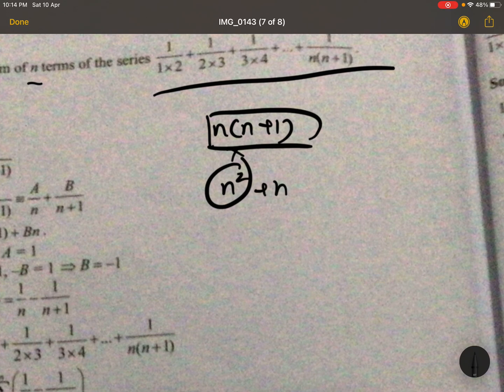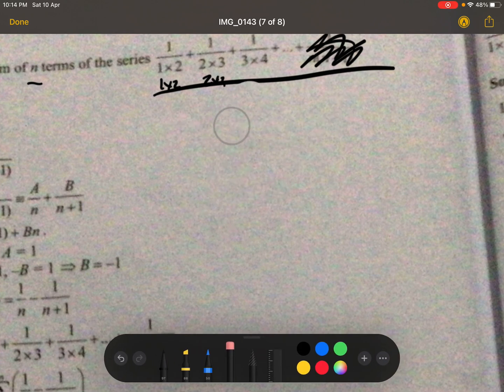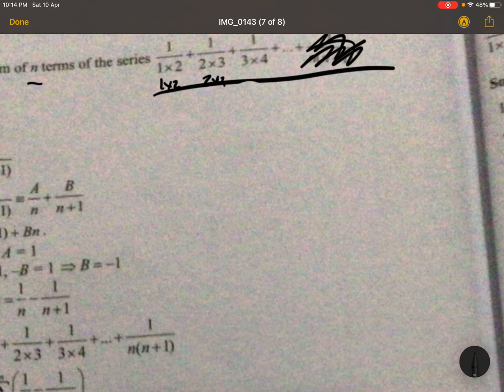However, there's another way you can do it. You can see that the pattern here is 1 times 2, 2 times 3, 3 times 4, and so on. Let's say I don't have this thing. How do I know that it will be 1 over n plus 1? You need this because sometimes they won't give you the thing. So if they don't give it to you, you need to find what the nth term is. So how do I do that?